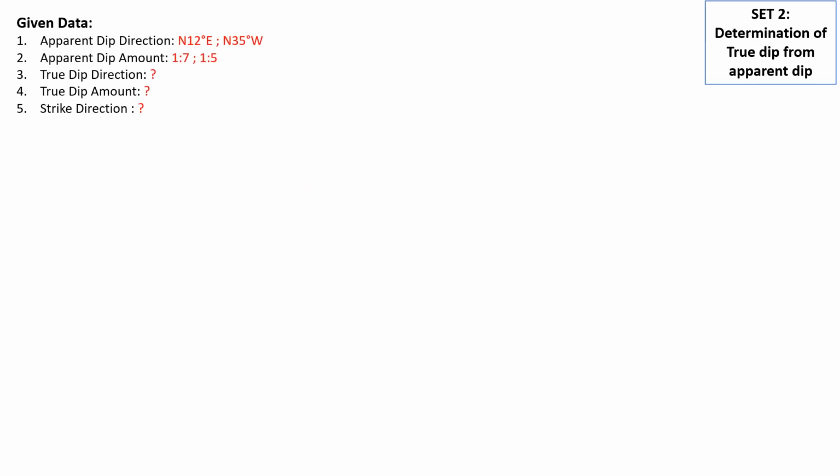The given data again repeated here. Same way, we'll be plotting first north, south, east, west line. We'll name them, and the point of intersection will be marked as point O. Then let us plot first the north 35 degrees west. I'll write down, this is an apparent dip, written AD, north 35 degrees west. Then I'll measure 5 centimeters from the point O, and I'll mark this point as my point A.